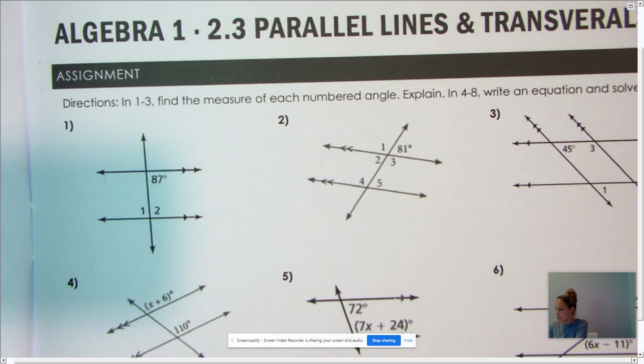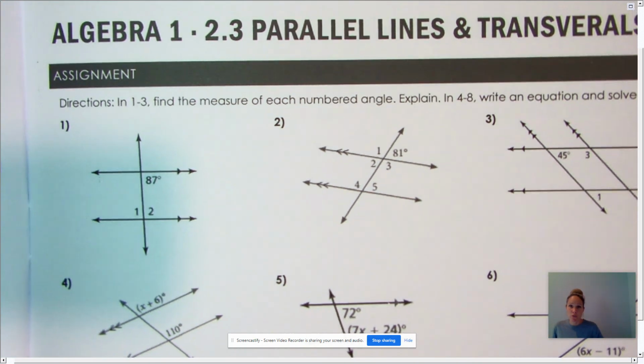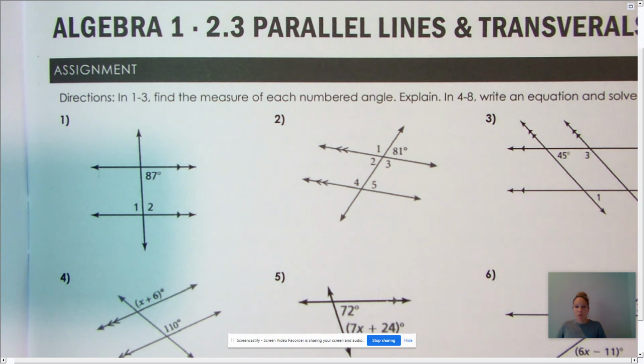So we are on page 30. This is your assignment for 2.3. In problems 1 through 3, find the measure of each numbered angle and explain. And then once we get to 4 through 8, we'll actually be solving.